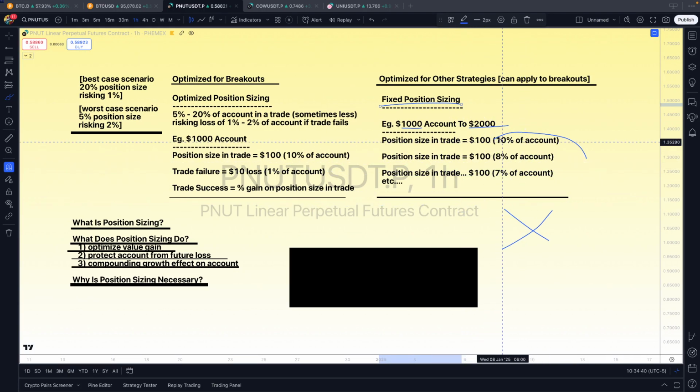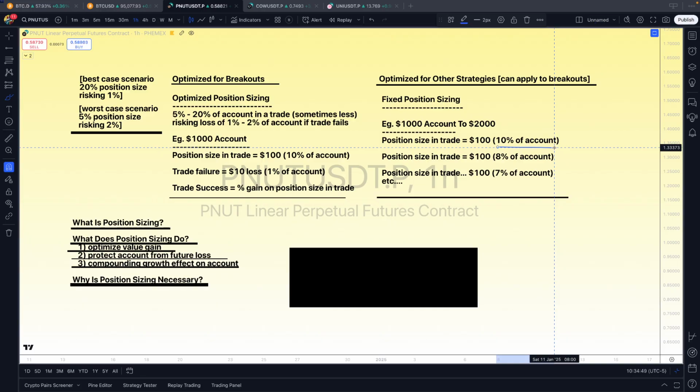This tends to be good for most strategies. Now, 10% of your account in a trade is very aggressive. This will only be viable if your invalidation accommodates for it, right? Maybe instead you have a wider invalidation.